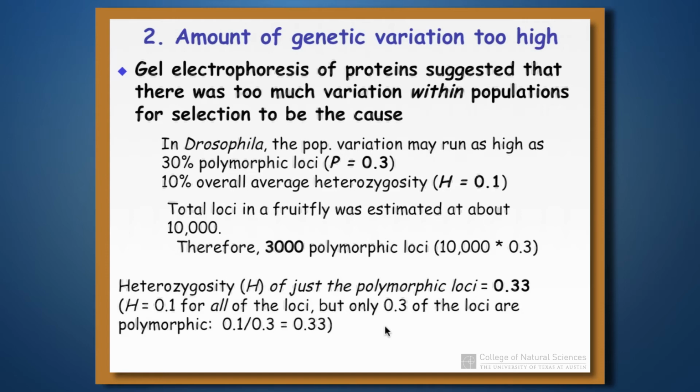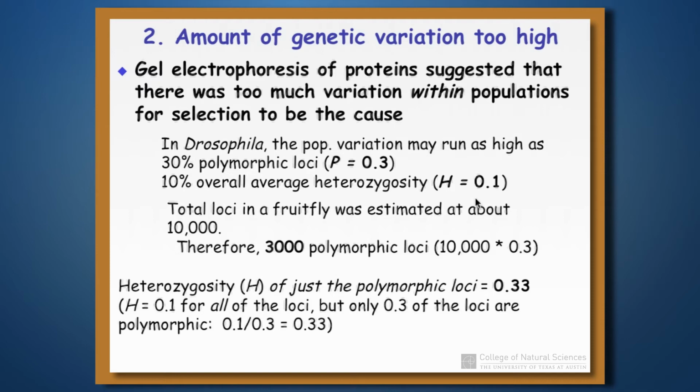Now think about this for a minute, because this is a little bit complicated. You say, well, wait a minute, don't we already know what the average heterozygosity is? It's 10%. Well, yes, we do, but the way that we calculate the average heterozygosity is to take all of the loci, whether they're polymorphic or not, and take an average of those.